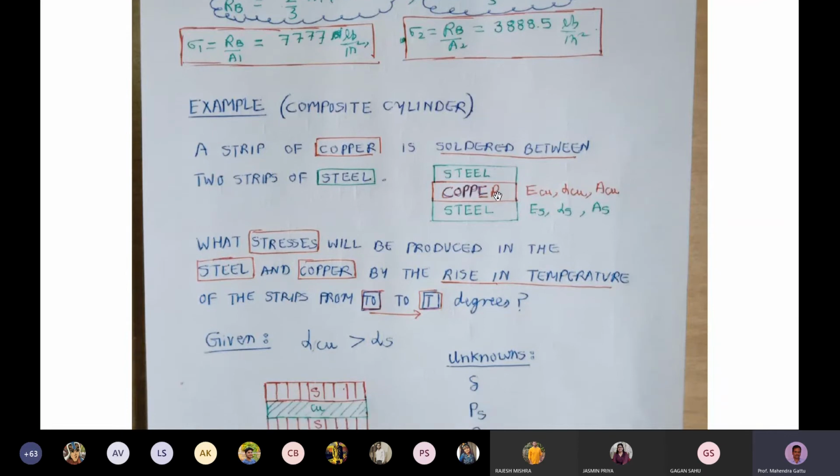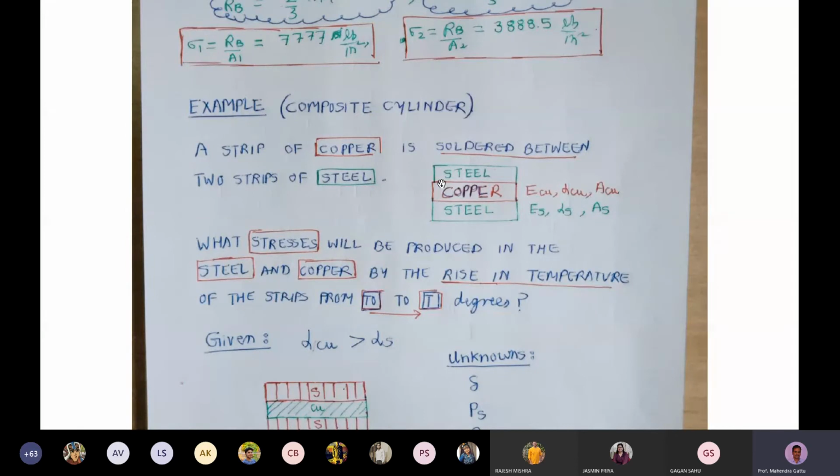The properties of the copper are given: Young's modulus, coefficient of thermal expansion, and the area of the copper section. And here the steel strip's total area is AS. If you imagine this to be a tube, then the total area is AS. Or if you imagine this to be two strips, then it will be AS by 2, AS by 2. The modulus of elasticity is ES, and the coefficient of thermal expansion is alpha S.